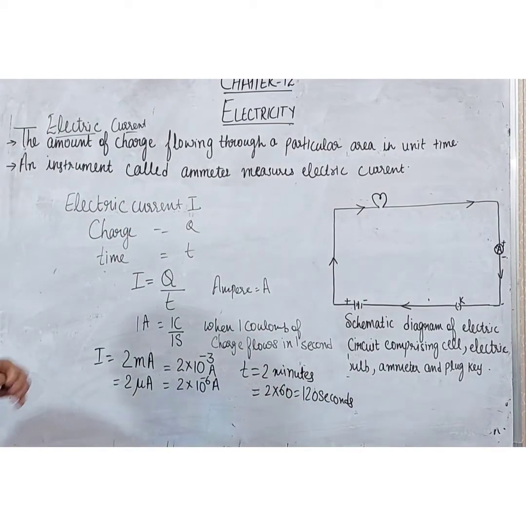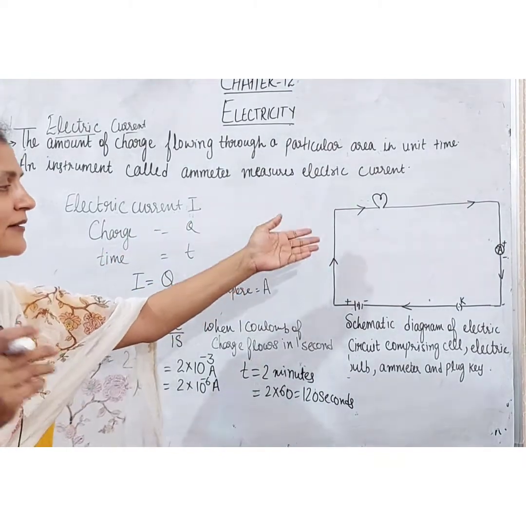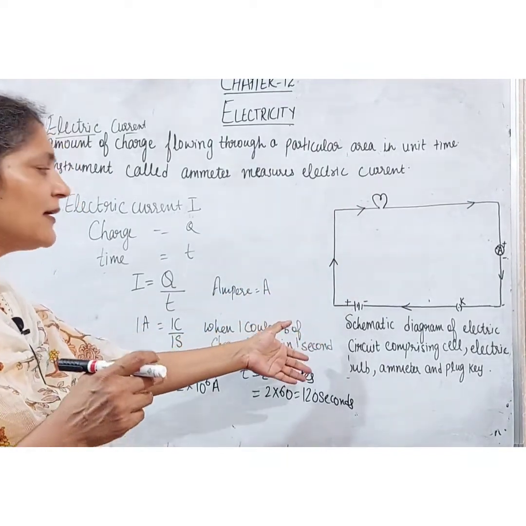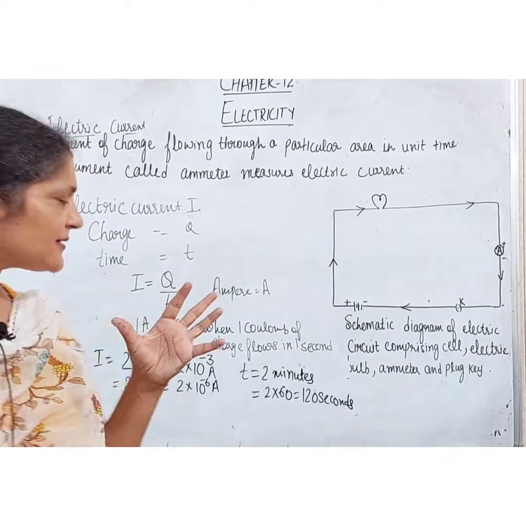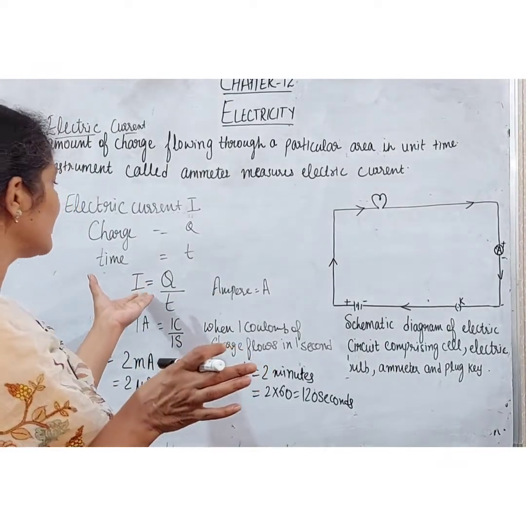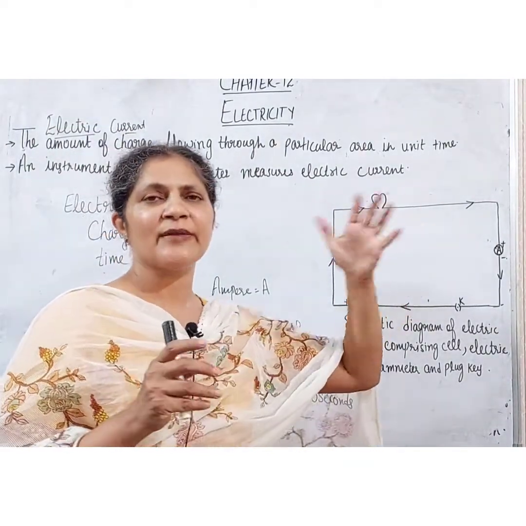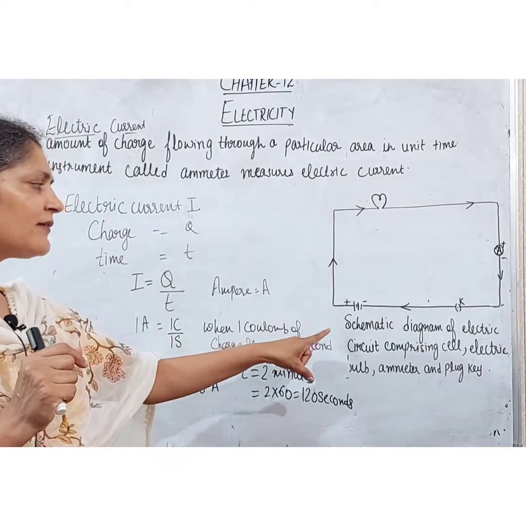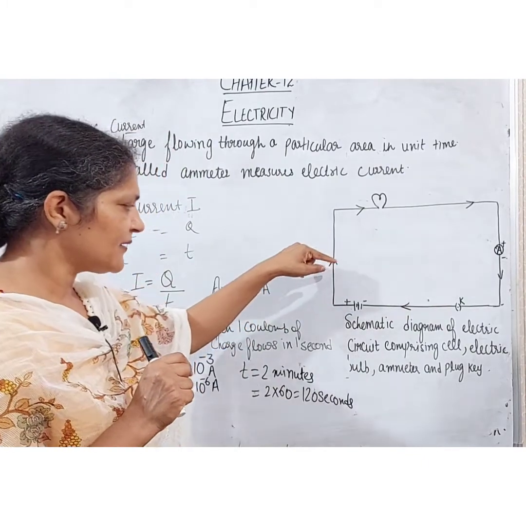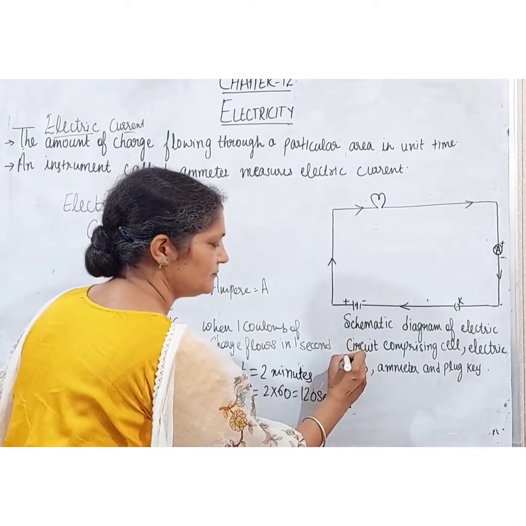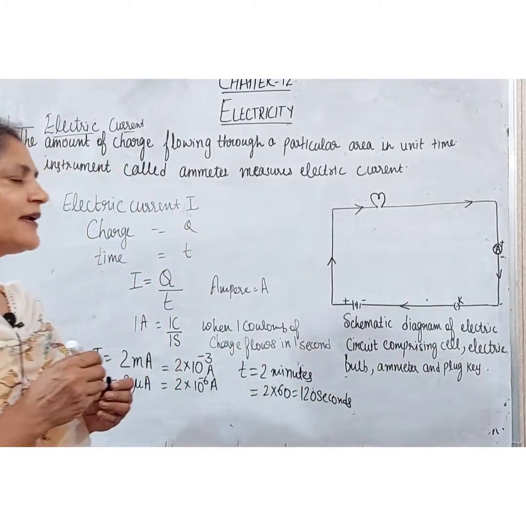So this was all about the electric current. Next is the diagrammatic representation of the electric circuit. Always, students, we take the unit of electric current as ampere, so we use the ammeter for measuring the electric current. The electric circuit comprises a cell, an electric bulb, an ammeter and a plug key.